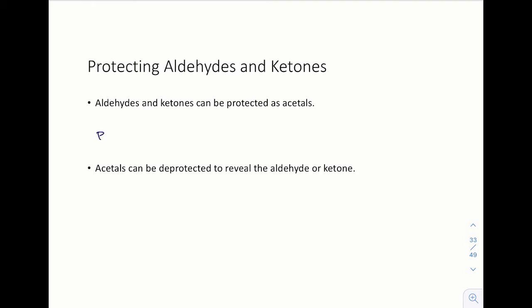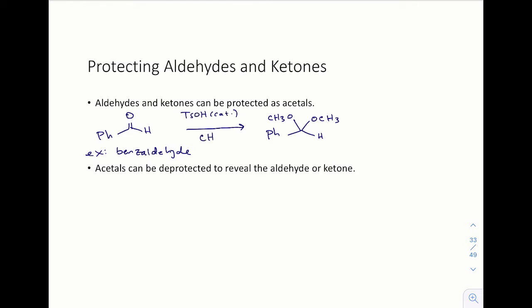Aldehydes and ketones, such as benzaldehyde, can be protected as acetals. For example, the dimethyl acetal. You could use some strong acid catalyst, such as tosic acid and methanol, because that delivers the alcohols that will generate that acetal. The choice of methanol and the dimethyl acetal was arbitrary. We could choose any alcohol if we wanted. We could treat with ethanol and a strong acid catalyst and generate the diethyl acetal.